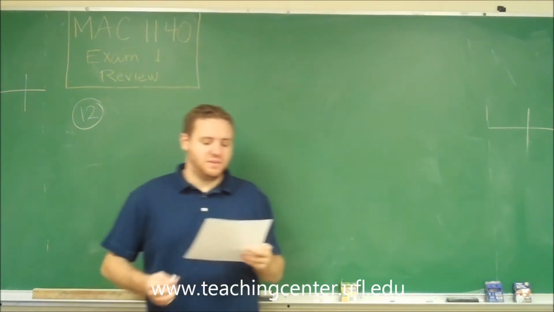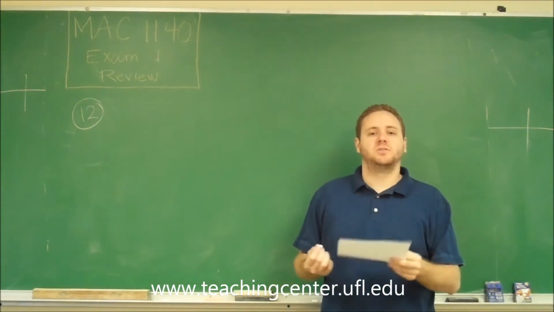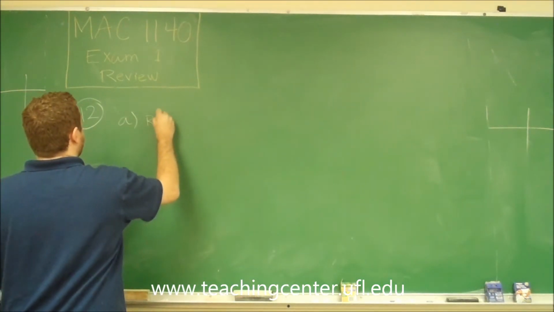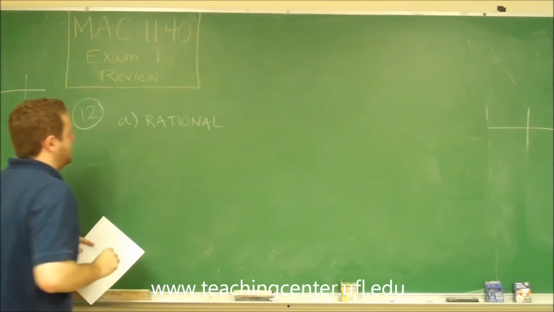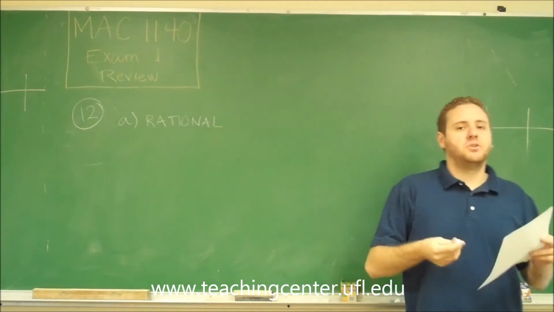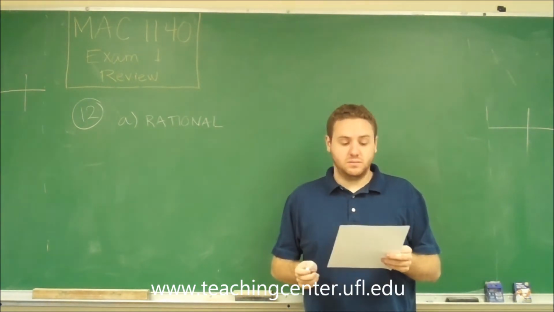Alright, for number 12 we're given a set of a variety of numbers. We need to pick out which ones are rational and irrational. So let's just start with rational numbers. And let's go through the list and see which ones we can include in that set. Well, a rational number is any number that can be written at least as a fraction.